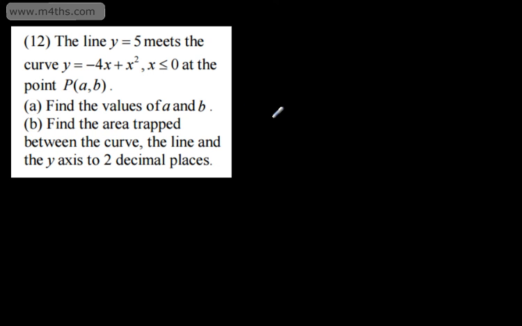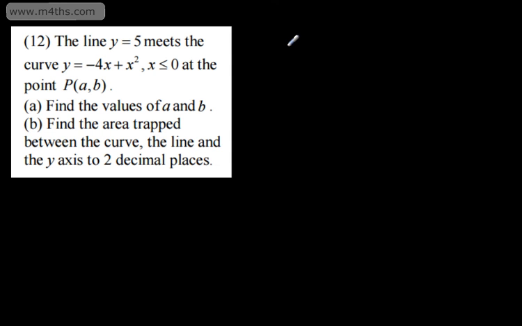In the next question, question 12, it says the line y equals 5 meets the curve y equals negative 4x plus x squared for x equal to or less than 0 at the point P, which has coordinates a, b. In part A, we need to find the values of a and b, and in part B, we need to find the area trapped between the curve, the line, and the y-axis to 2 decimal places.